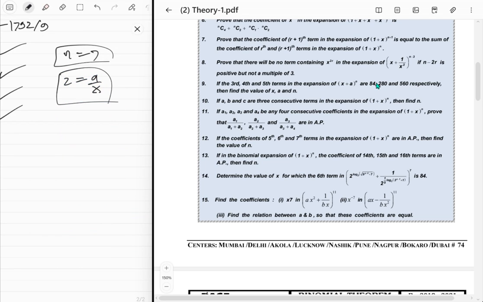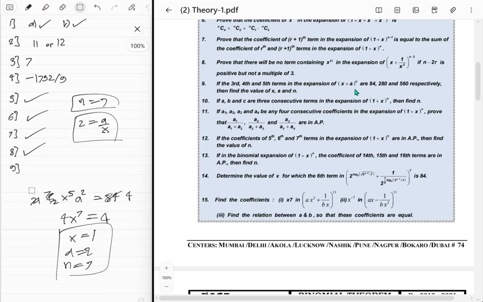So the third term, just NC2. So 7C2. And then you got A power 2 and X power 5. This whole thing is 84. 7C2 is just 7 into 6 upon 2, which is 21. This is 21, and it's 84. It's 4 over there. But you know that A is just 2x, so this is going to be 4 times x power 7. X power 7 is only 1, so that makes perfect sense. X is equal to 1, A is equal to 2, and n is equal to 7. That's our final answer. Just write it down.